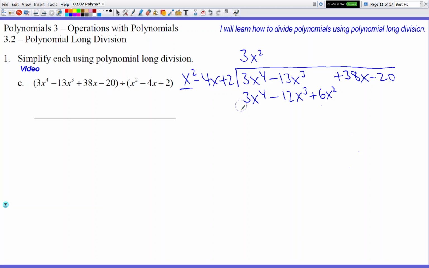Okay, and that's why we need to leave a space for missing terms, because if I didn't leave a space for the x squared, I wouldn't know who to line this guy up with. Okay, that's why there's a space that's necessary, because if you don't leave a space, a lot of kids, they put 6x squared underneath 38x, and they're not like terms, and that's where they start going wrong.